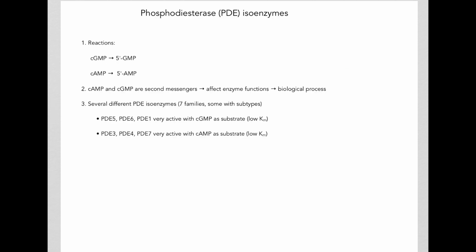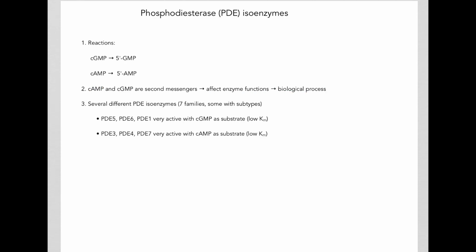Another clinical application of isoenzymes is PD isoenzymes, phosphodiesterase isoenzymes. Now, phosphodiesterases are enzymes that break down either cyclic GMP into 5' GMP or cyclic AMP into 5' AMP. As we shall see later in cell signaling, cyclic AMP and cyclic GMP are very important second messengers in cells. They affect all kinds of enzyme functions and thereby all kinds of biological processes.